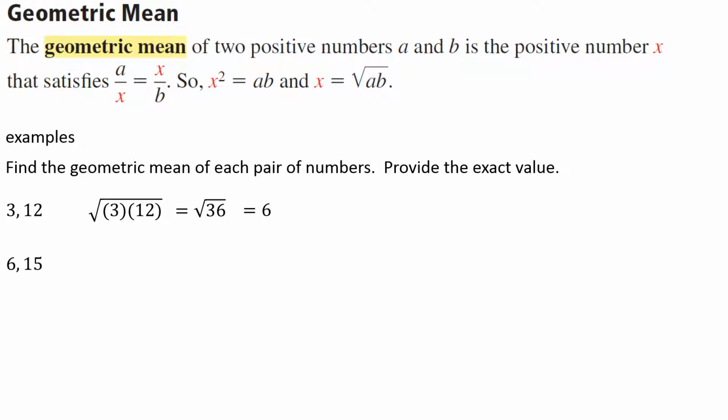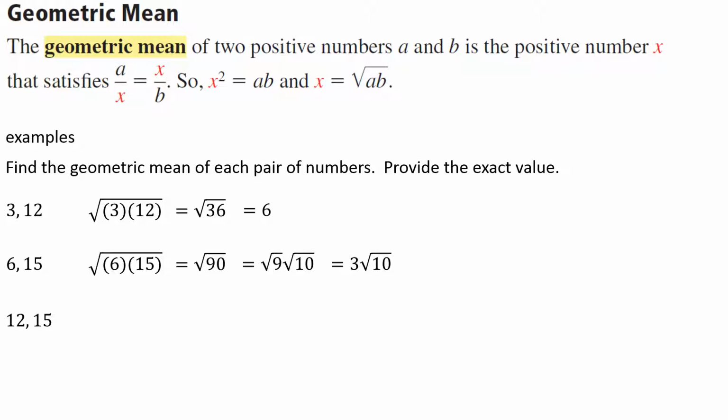What if I give you 6 and 15? Well, multiply 6 times 15 and you get 90. Square root of 90. What's my best choice here? 9 times 10. Square root of 9 is 3. Square root of 10, I'm stuck with that. So the geometric mean of 6 and 15 would be 3 root 10.